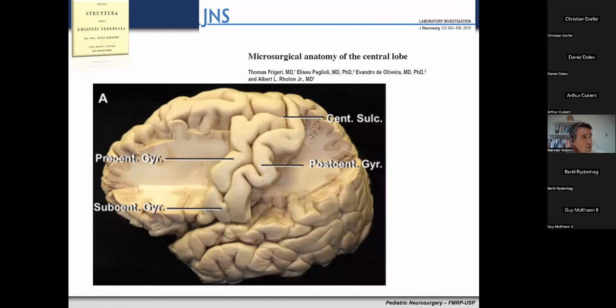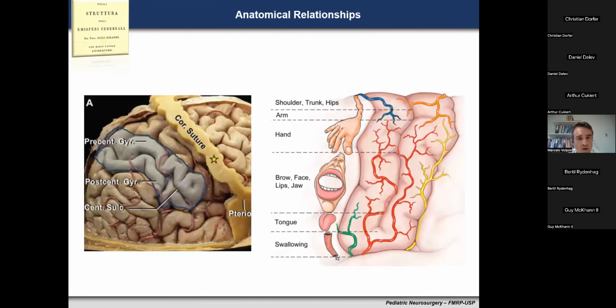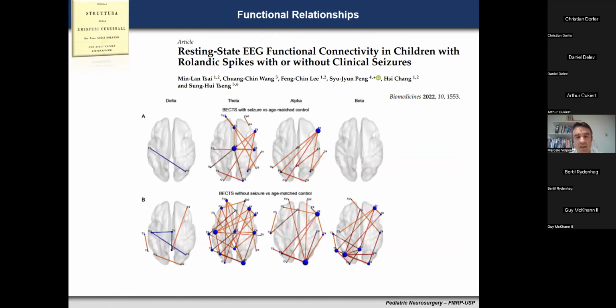As Daniel mentioned, I just wanted to clarify a little bit about nomenclature, because when I say Rolandic epilepsy, of course, we're referring to the central lobe, which we're all very familiar with. We always try to find the central sulcus in most of our operations. We know all the craniosomatic relationships, the representations, and we also know of the functional connectivity of the Rolandic area, which is quite big, as you can see here, even in patients, seizure or not, as compared to controls.